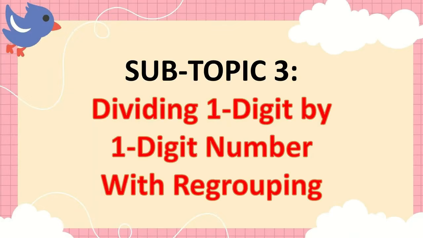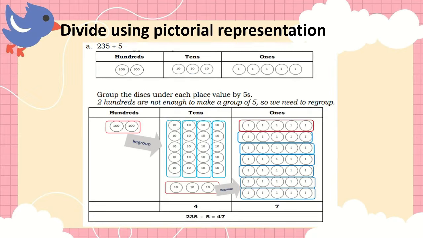For day 3, the subtopic is all about dividing by a one-digit number with regrouping. Divide using pictorial representation. Letter A, 235 divided by 5. Group the disks under each place value by 5s. 200s are not enough to make a group of 5, so we need to regroup.